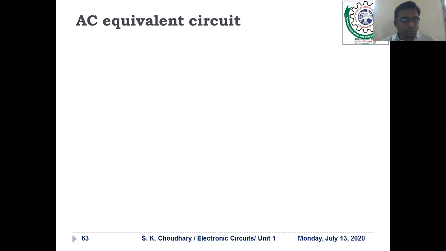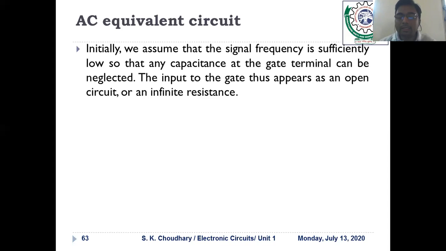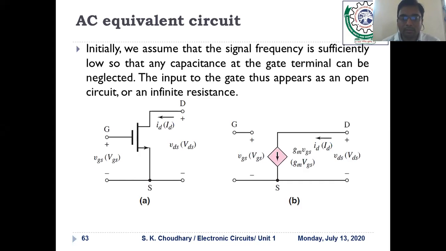Now we have to see what the AC equivalent circuits are. Now we have to deal with the AC conditions. So what are the AC conditions? Initially, we assume that signal frequency is sufficiently low so that any capacitance at the gate terminal can be neglected, and the input to the gate thus appears as an open circuit. You can see from the diagram also. So what is in the diagram?